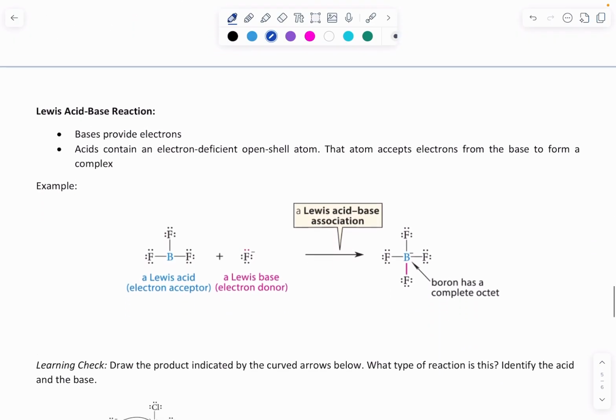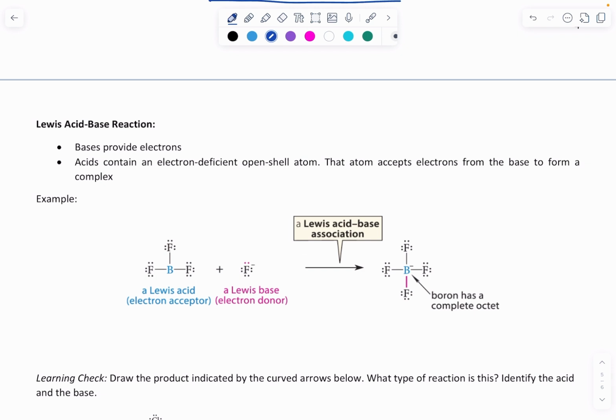Okay, so a little bit about Lewis acid-base reactions. There really isn't much here. Bases provide electrons. That's the same thing that we have talked about for bases. In the Lewis acid-base reactions, an acid contains an electron-deficient open shell atom. So that atom accepts electrons from the base to form a complex. This is the same example that we talked about in person on Tuesday. We talked about this when we were looking at curved arrows, but we went back to it when we talked about Lewis acids. But here it is again.